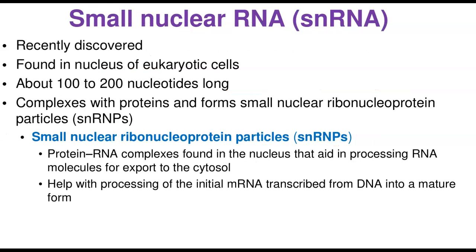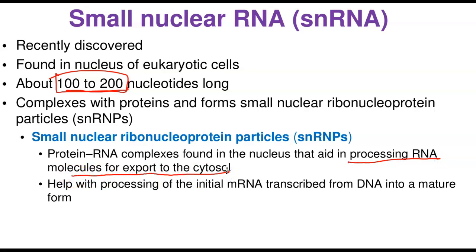The small nuclear RNA was just recently discovered. It's still a bit of a subject of debate as well. It is found in the nucleus of eukaryotic cells. It contains about 100 to 200 nucleotides. And then it complexes with proteins and forms small ribonucleoprotein particles. Small ribonucleoprotein particles are the protein-RNA complexes that are found in the nucleus. And what do they do? They help in processing RNA molecules for export into the cytoplasm.